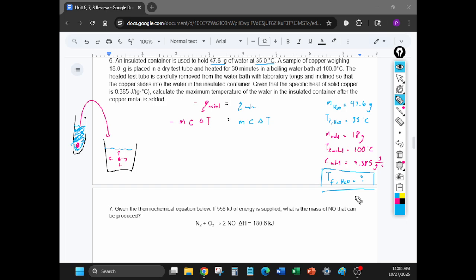All right, any questions on the setup, the variables, the numbers that we got? Everybody good with that? Okay. So from here, it's plug and chug, and then it's just a bunch of algebra. And so let's plug in our values, and then we'll see what we get. So let's start from the left. So negative mass of the metal, so it's going to be negative 18 grams. C is going to be 0.385 joules per gram Celsius. We can expand delta T into TF minus TI, right? So it's going to be TF minus the initial temperature of the metal, which was 100 degrees Celsius.